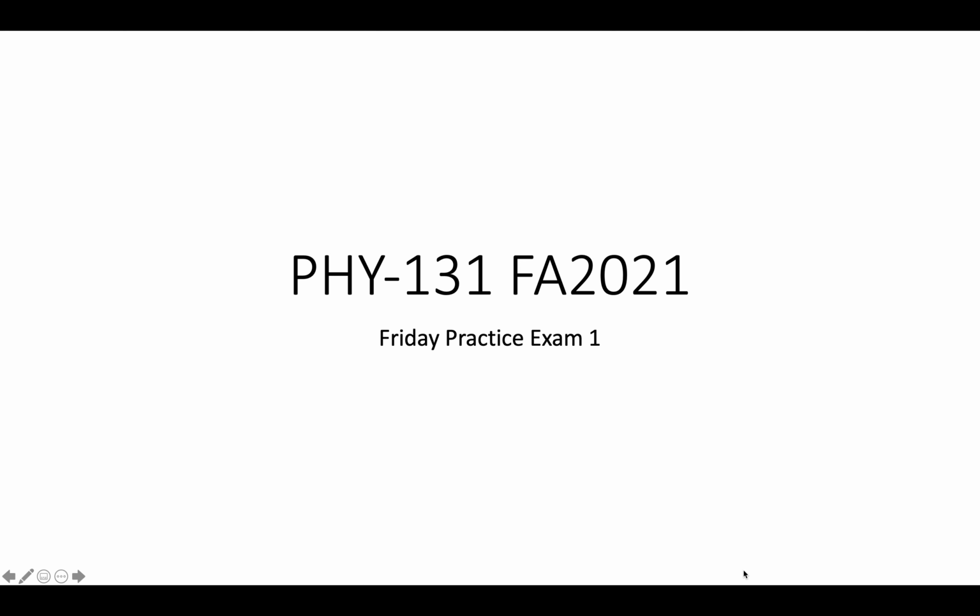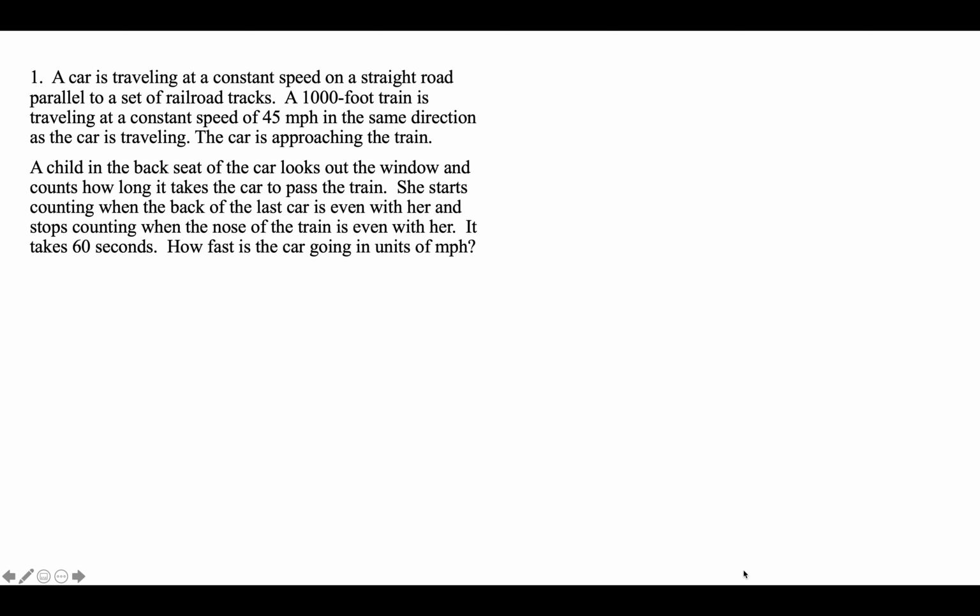This is a walkthrough of the first practice exam for Physics 131 for the fall 2021 semester on one-dimensional motion. A car is traveling at a constant speed on a straight road parallel to a set of railroad tracks. A 1,000-foot train is traveling at a constant speed of 45 miles per hour in the same direction as the car is traveling. The car is catching up to the train.